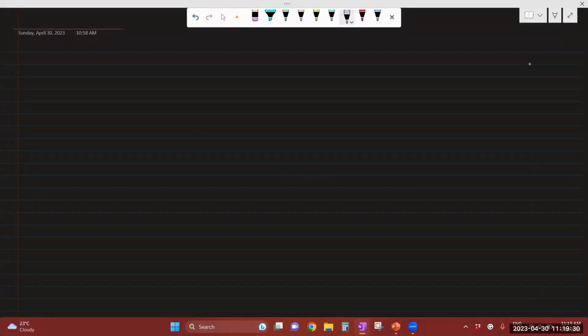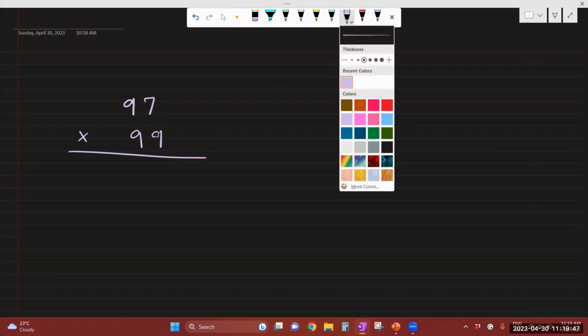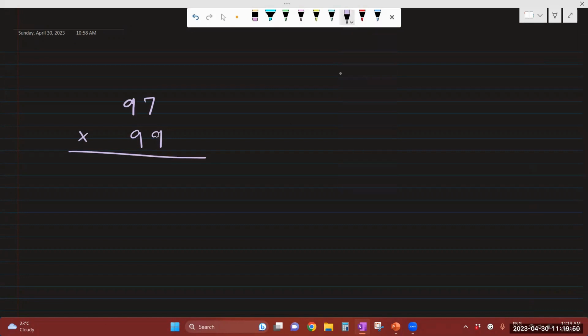Now see, we'll just try to recall the method that we did yesterday. So say for example, I'm taking two numbers, say 97 multiplied by 99. Yesterday, you remember the IXI method? Yes, ma'am. So as per the IXI method, 9 sevens are 63. Yes, so 6 is carried. Step number 2, 9 nines are 81, 9 sevens are 63.